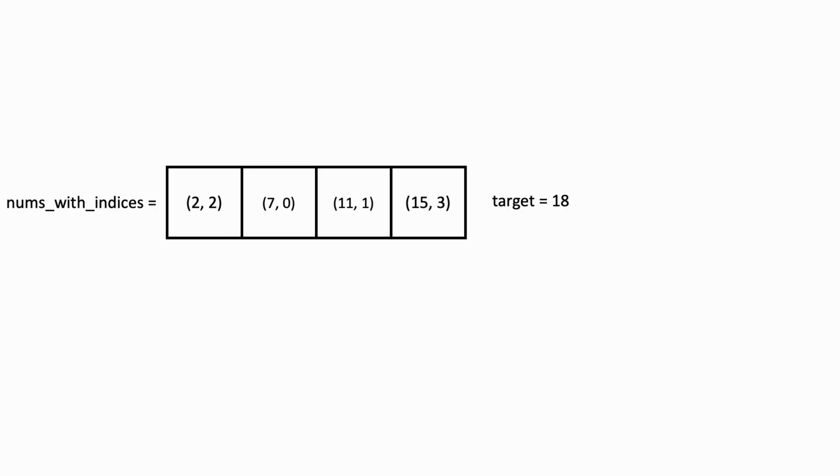We will begin our search by initializing left pointer and right pointer at the two ends of the nums with indices array. Left pointer will keep track of the small element and right pointer will keep track of the big element. We check if nums of left plus nums of right is equal to the target. No, it's not. Because 17 is less than 18, we want to increase the value of the small element from 2 to 3 to be equal to the target. So we increment the left pointer in hope to find 3 as the next element.